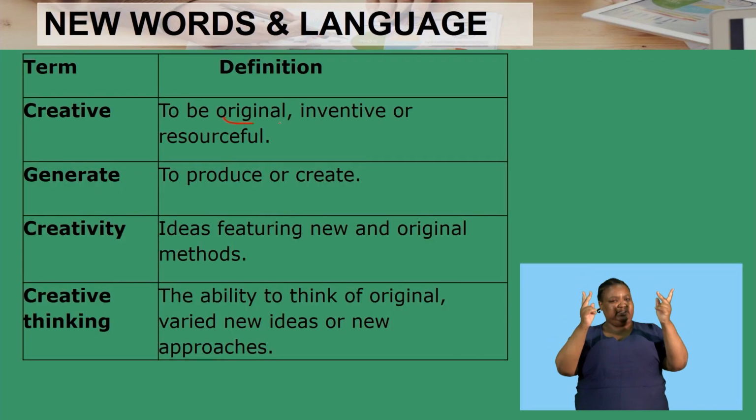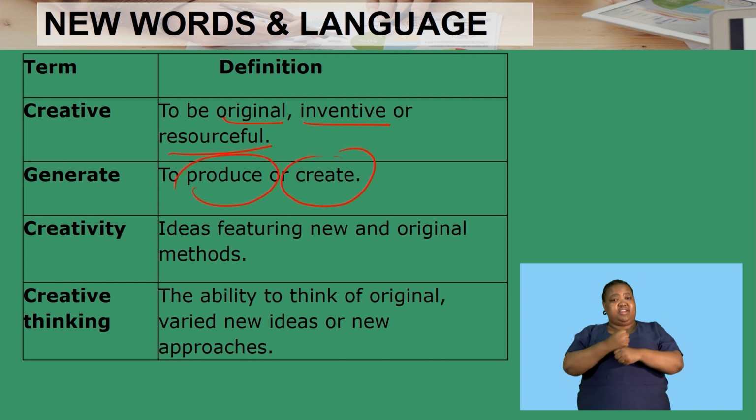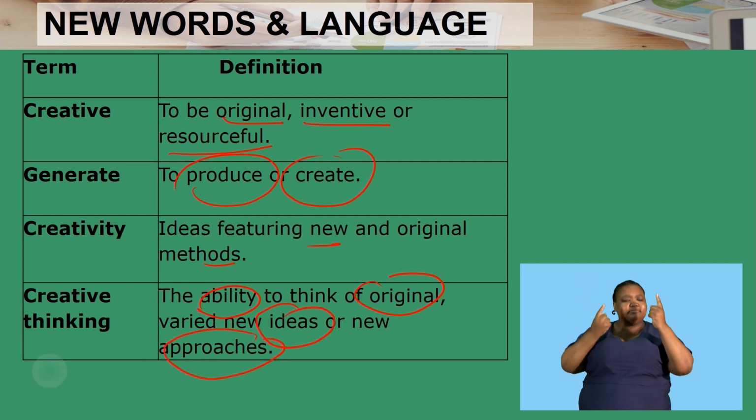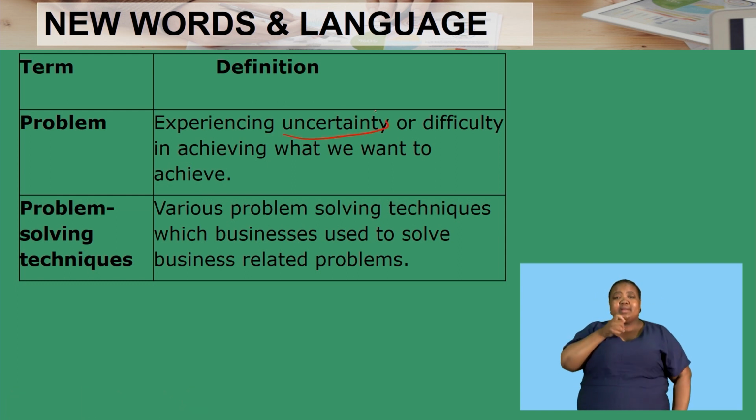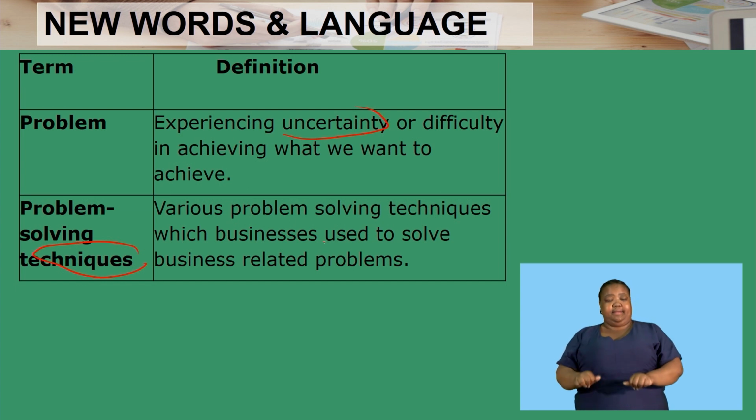Creative, to be original, inventive, or resourceful. To generate is to produce or to create. Creativity means the ideas featuring new and original methods. Whereas creative thinking is the ability to think of original, varied new ideas or new approaches. Then we've got problem. A problem is experiencing uncertainty or difficulty in achieving what we want to achieve. Whereas with the techniques, it's the various problem solving techniques which businesses use to solve business-related problems.